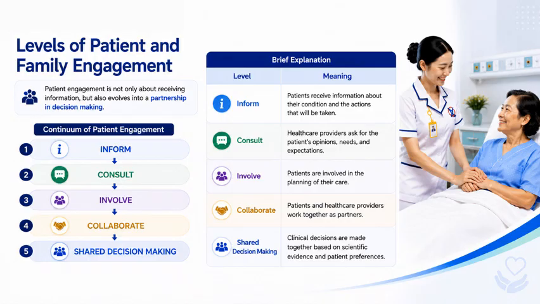Now let's talk about the levels of patient and family engagement. Patient engagement does not happen overnight. There are stages that reflect the patient's increasingly significant role in healthcare. Let's look at them one by one. The first one is inform. This is the most basic level. The patient receives information regarding their diagnosis, test results, procedures, benefits, risks, and treatment plan.